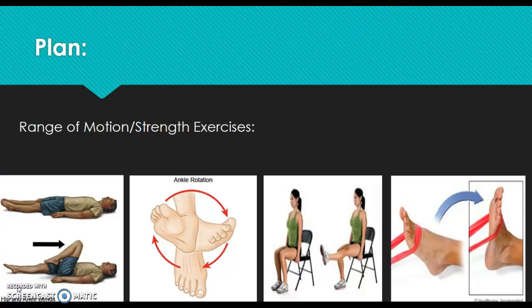Second, we have ankle rotations. We want Zuri to complete 5 whole rotations, 2 times, 1 counterclockwise and 1 clockwise. This exercise helps with the range of motion in her ankle. Another suggestion to help with her range of motion in her ankles is to do the ABCs with her ankle once a day to encourage ankle rotations in all directions.